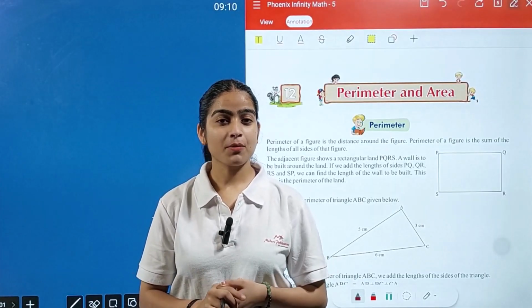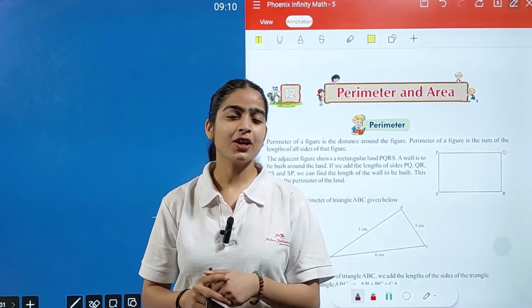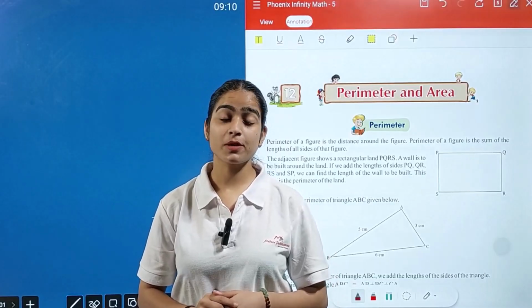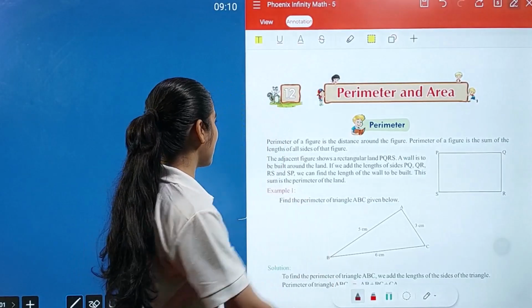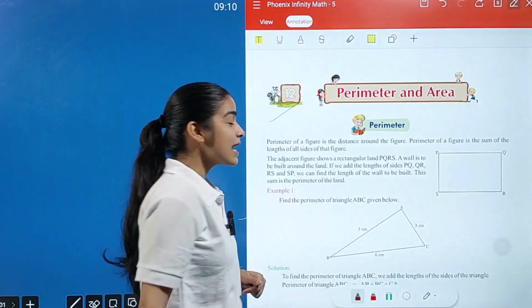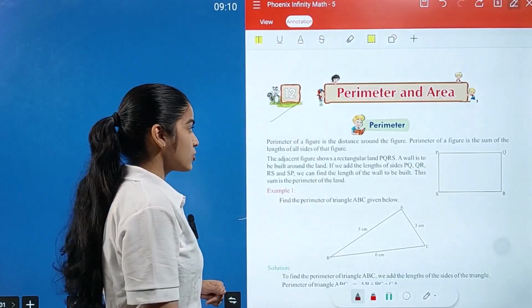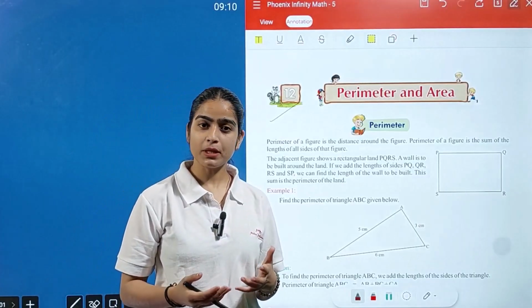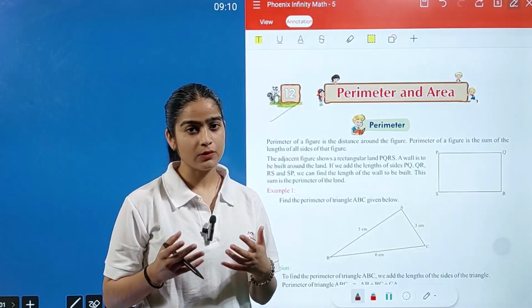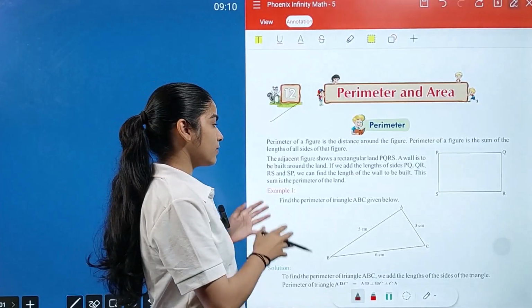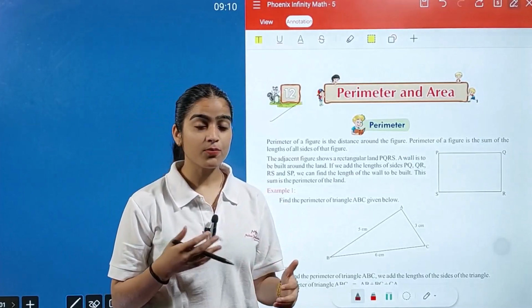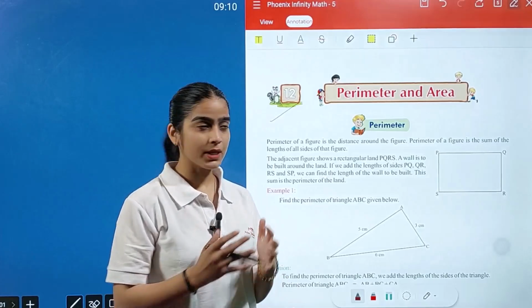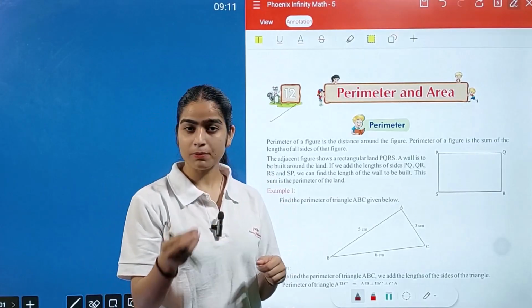So students, I'm your mathematics educator again, here with a new chapter and a new concept. Today we are going to learn about chapter number 12, which is perimeter and area. Before starting this chapter, you have to understand the difference between perimeter and area and where we deal with them. In the previous chapter we learned about different kinds of polygons and circles. These perimeter and area are applied on those polygons.